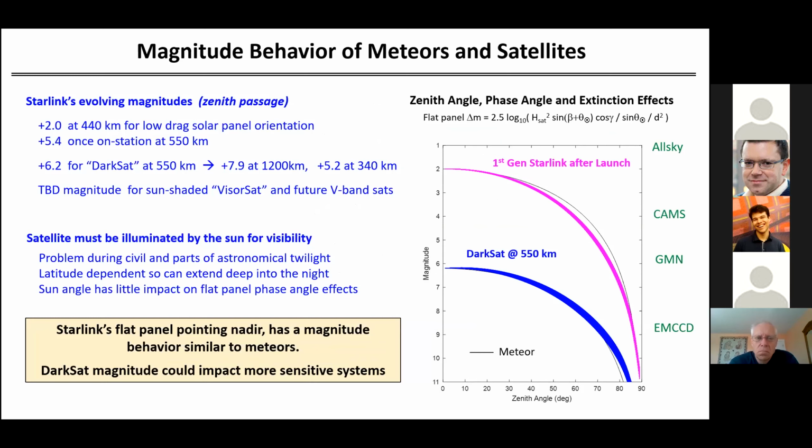So magnitudes have been evolving for Starlink. They've been working on trying to darken their satellites because of public outcry about how bright they were. So they had something called DarkSat, which is getting at or below some of the typical camera systems that are operated in the world, which are those green on the right: all sky cams, GMN, and EMCCD. We looked at how the Starlink satellites behave in terms of magnitude as a function of distance away from the zenith, and they behave in terms of change in magnitude very similar to meteors. So you cannot use magnitude as a discriminator.